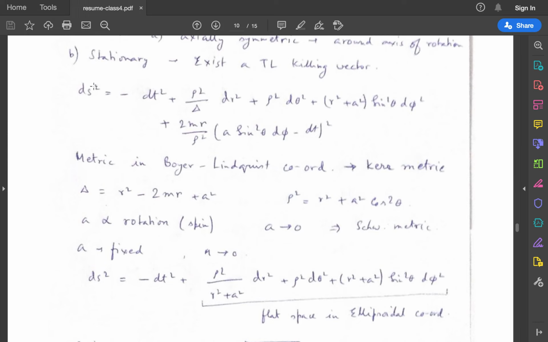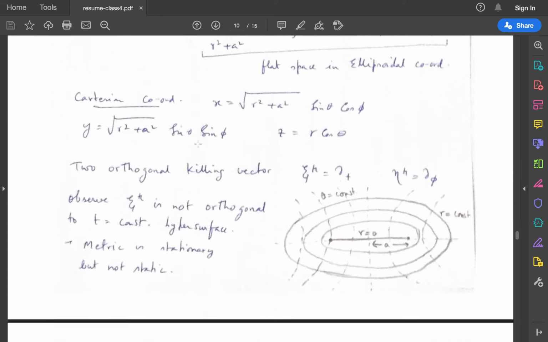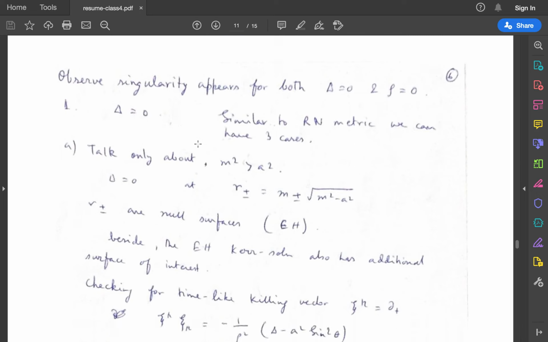With this, the metric will blow up at delta equal to 0. It will also blow up at rho square equal to 0. So now we are in a bit of a mess. The singularity appears both at delta equal to 0 and rho equal to 0, and we'll see what type of singularities these are. Let's first observe the delta equal to 0 singularity.